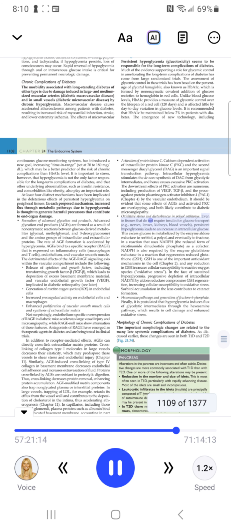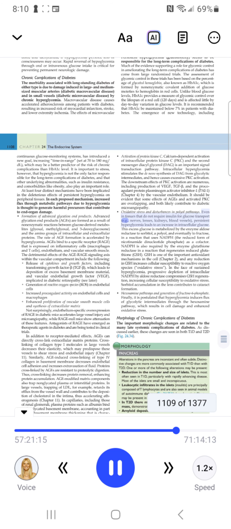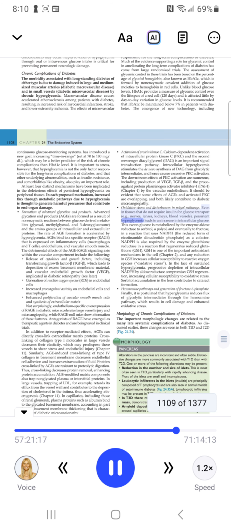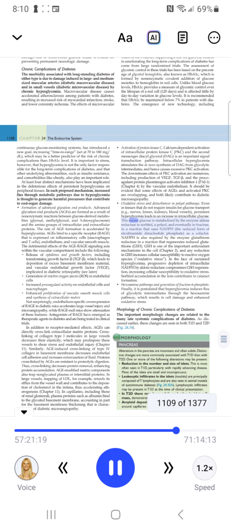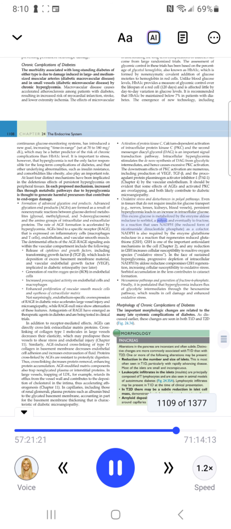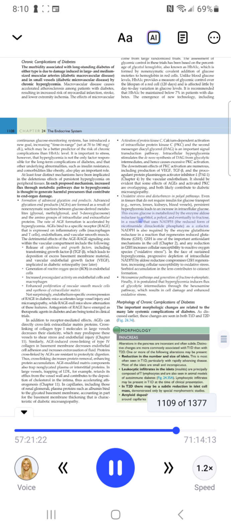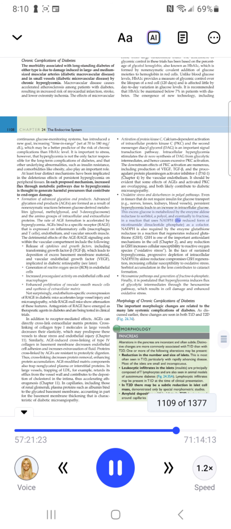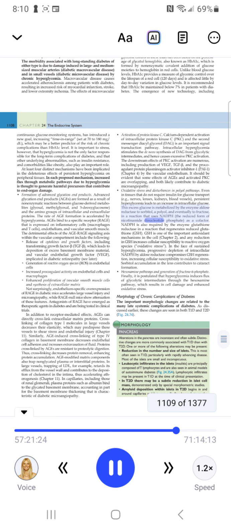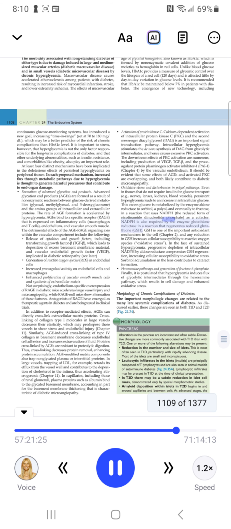Oxidative stress and disturbances in polyol pathways. Even in tissues that do not require insulin for glucose transport, e.g., nerves, lenses, kidneys, blood vessels, persistent hyperglycemia leads to an increase in intracellular glucose. This excess glucose is metabolized by the enzyme aldose reductase to sorbitol, a polyol, and eventually to fructose, in a reaction that uses NADPH, the reduced form of nicotinamide adenine dinucleotide phosphate, as a cofactor.